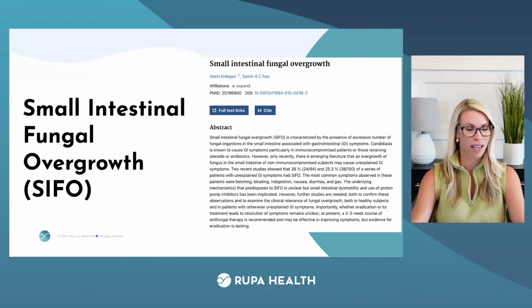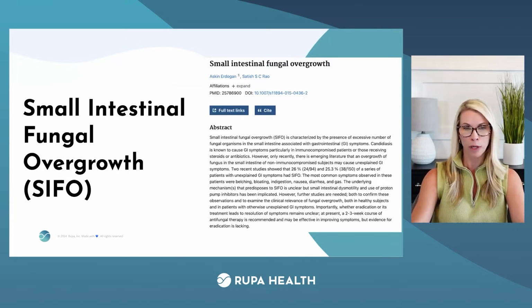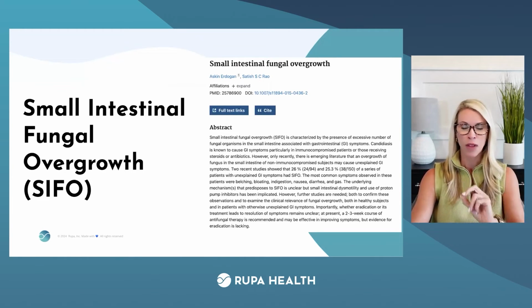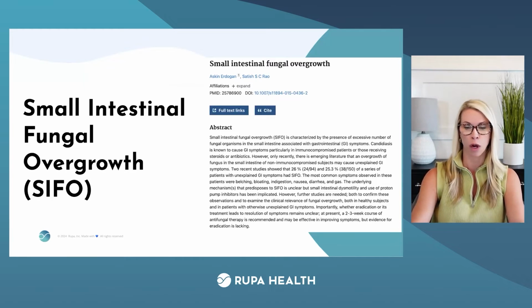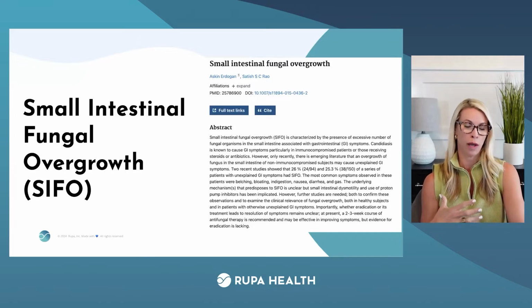Now, there is something called small intestinal fungal overgrowth. You're probably more familiar with SIBO, small intestinal bacterial overgrowth, but if you've never heard of it, there's also SIFO, small intestinal fungal overgrowth. That just occurs when we have an excess amount of yeast growing in the small intestine. Remember that it's normal to have some, but we don't want this to proliferate and get out of control and really overgrow. And that's what SIFO is.